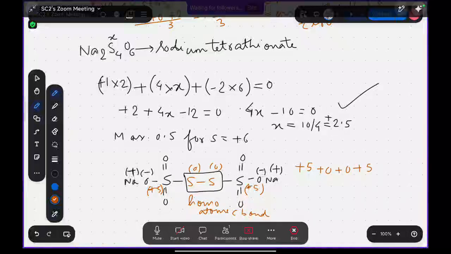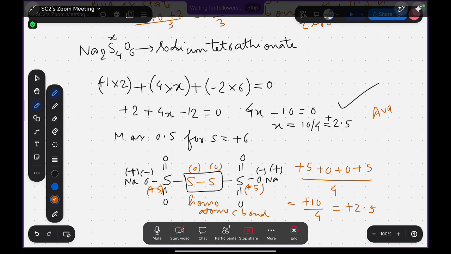We are having 4 sulfur atoms, so divide by 4. That means it is +10 by 4, that means +2.5. So the +2.5 is actually the average oxidation state for sulfur. All the sulfur atoms do not have the same oxidation state. The brown sulfur atoms, which are in the homoatomic bonded state, have 0 oxidation state, whereas the other two sulfur atoms have +5 oxidation state.